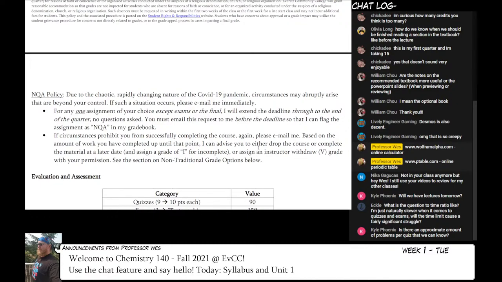Now, all of those things and restrictions and stuff are waived for one instance. This is what's called the NQA policy.